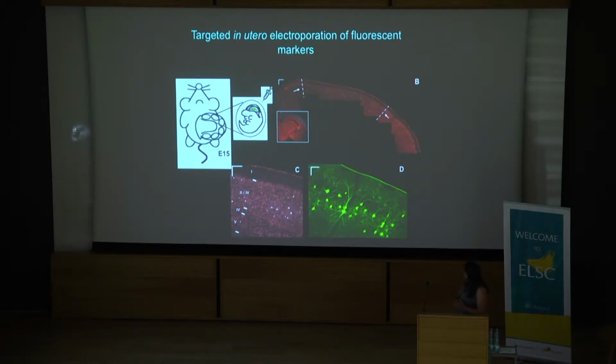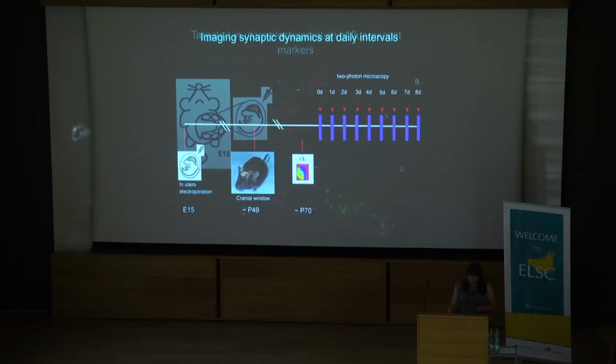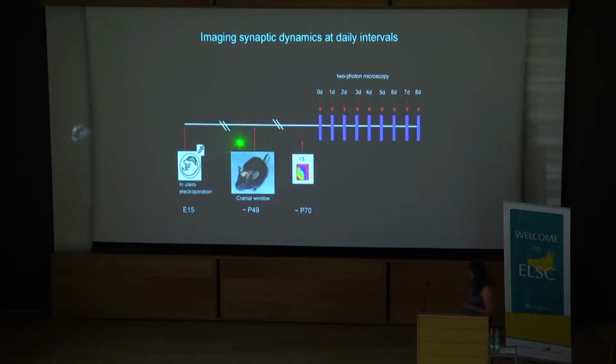And the cells take up the DNA, and they then differentiate and migrate to their correct location, carrying all the colors with them. After these labeled pups are born, when they're about 6 weeks old, we replace a part of the skull with a cranial window that allows us optical access to the neurons.